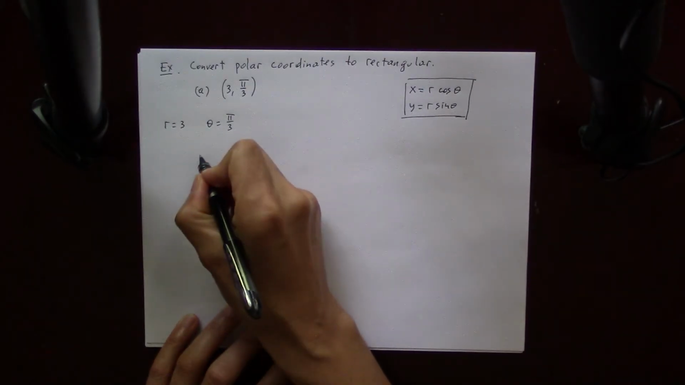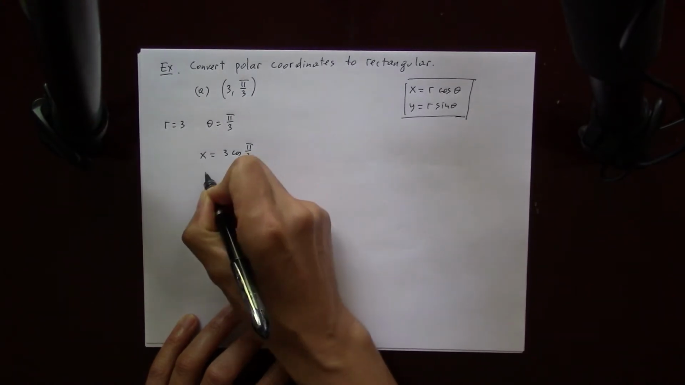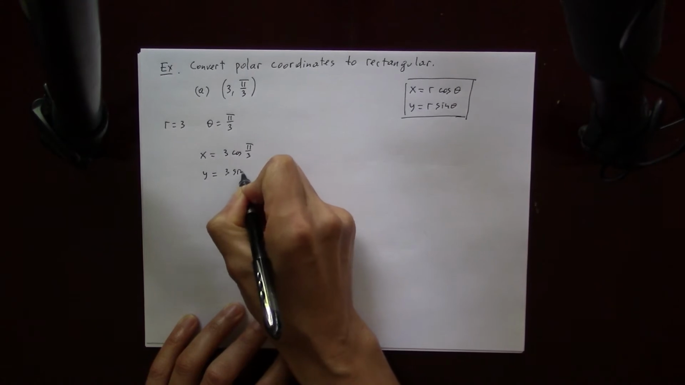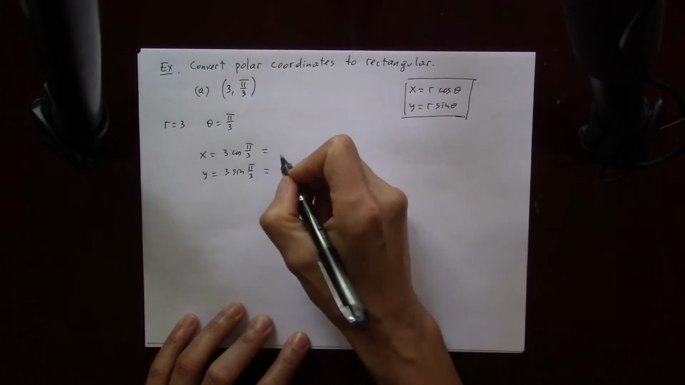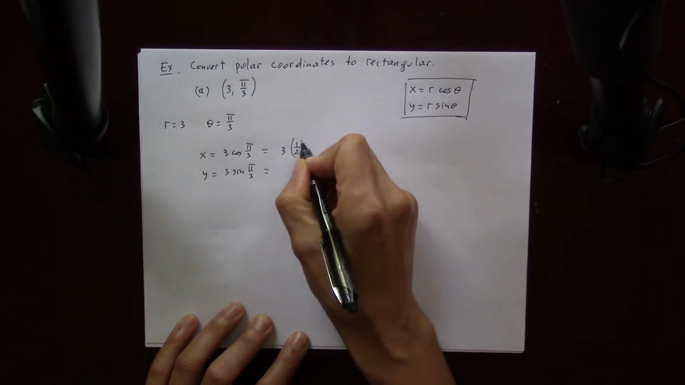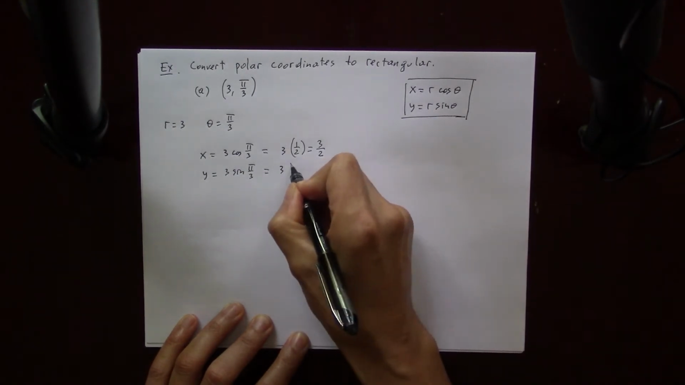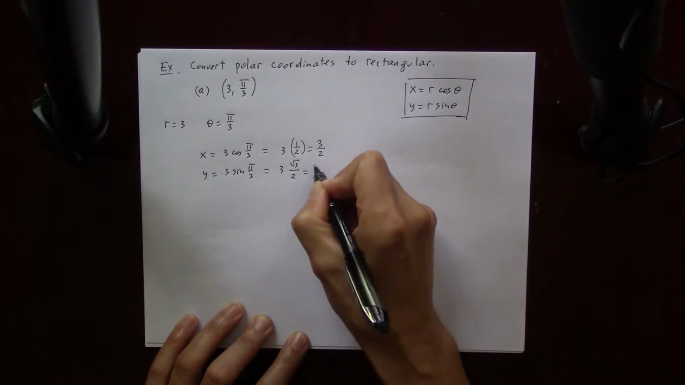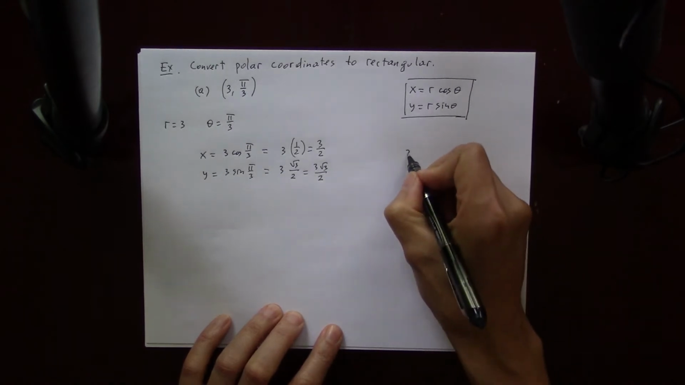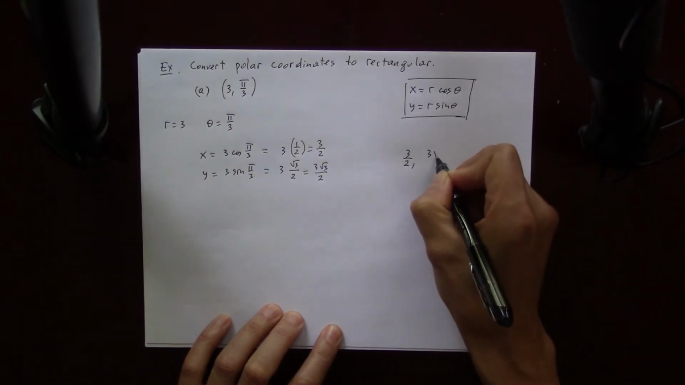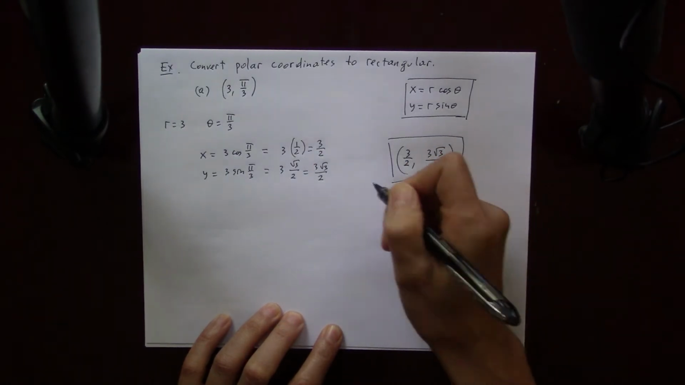So in this case, we're going to get x equals 3 cosine pi over 3, y equals 3 sine of pi over 3. Finish up the calculations. Recall that cosine of pi over 3 is 1/2, so we're going to get 3/2. And recall that sine of pi over 3 is root 3 over 2, so we're going to get 3 root 3 over 2. So the rectangular coordinate of the point is going to be 3/2 as the x coordinate and 3 root 3 over 2 as the y coordinate. So that is the answer for part A.